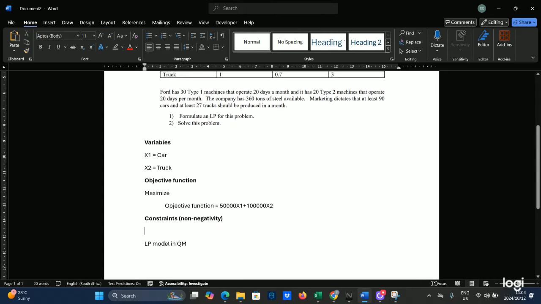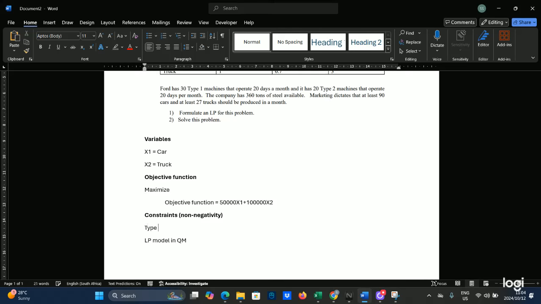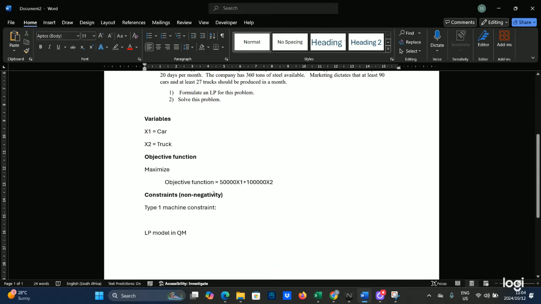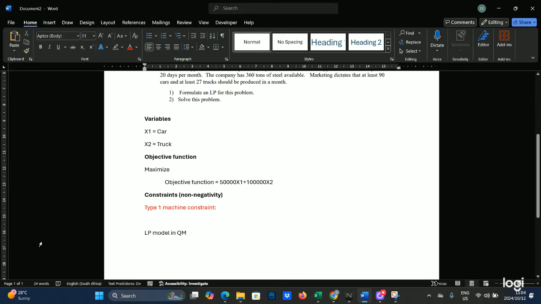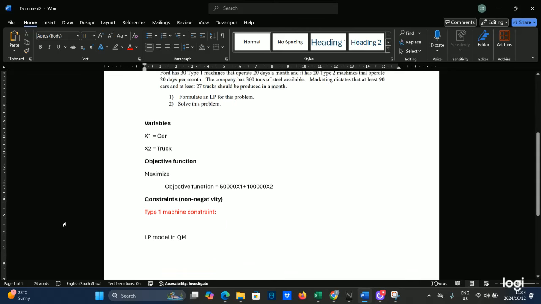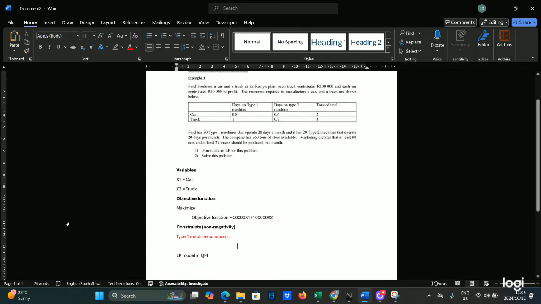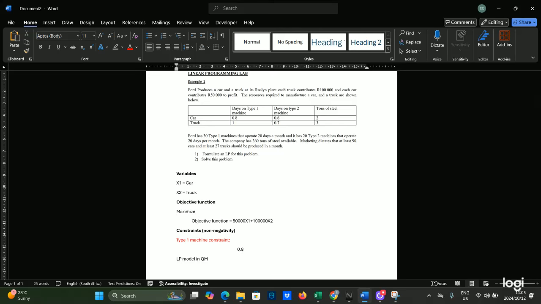I can call this my type one machine constraint. My type one machine constraint is going to be given by, I'm just going to highlight this. So my type 1 machine days are given by: the car requires 0.8 days on machine 1, and the truck requires 1 day on machine 1. So I can just omit that one and write this as X2.